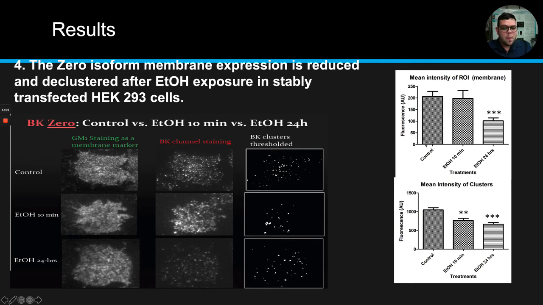And after that, we see here the mean intensity of the clusters. We see a significant decrease after 10 minutes and 24 hours. This suggests that it's due to the desensitization of the channel, and that mechanism proposes that the channel is going to be internalized after that desensitization and redistribution.